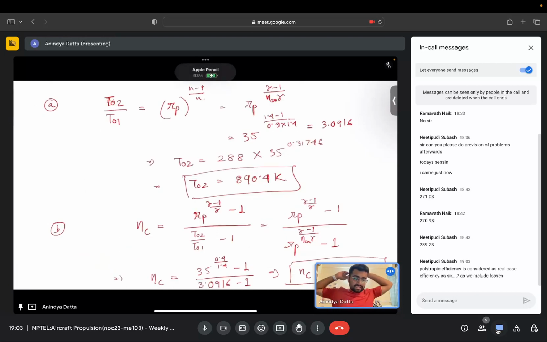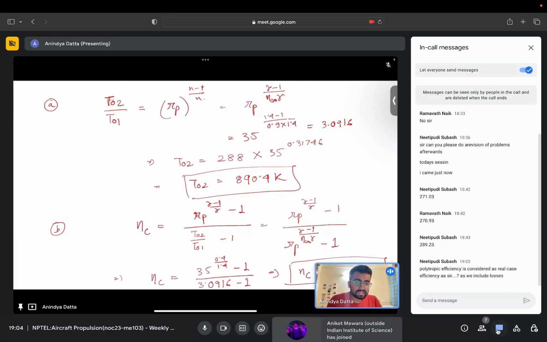Both isentropic efficiency and polytropic efficiency are efficiencies which are declared for a real compression or expansion process, but the way we are defining the efficiencies is different. When we are defining isentropic efficiency, we are just defining it in terms of finite temperature differences. But when we are defining polytropic efficiency, we are assuming infinitesimally small temperature changes, and then coming out with an expression for efficiency.